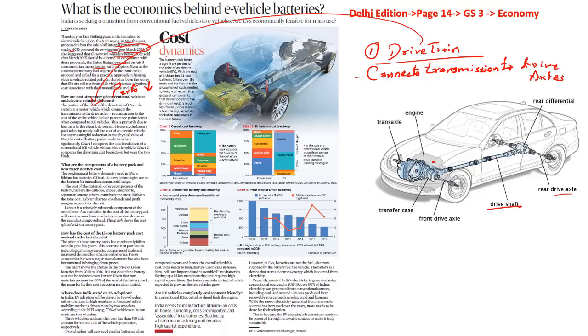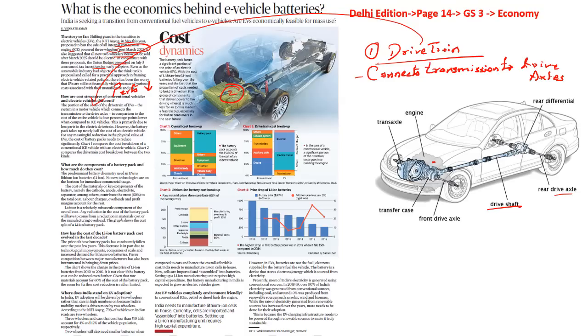However, when you consider electric vehicles, the cost of the battery, as shown in the picture, is very high, and this is not the case with conventional vehicles. So the drivetrain is comparatively cheaper in electric vehicles as compared to conventional ones, but when it comes to the battery, it is more costly in electric vehicles than in conventional ones.